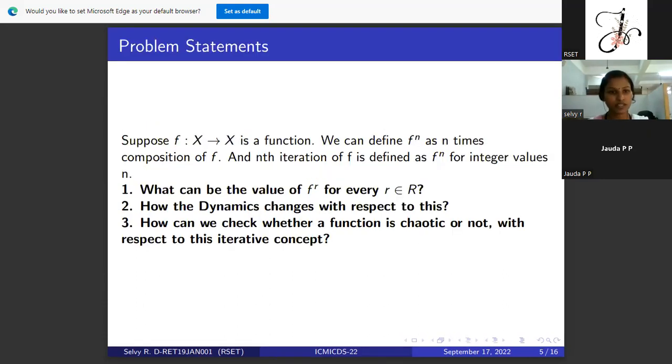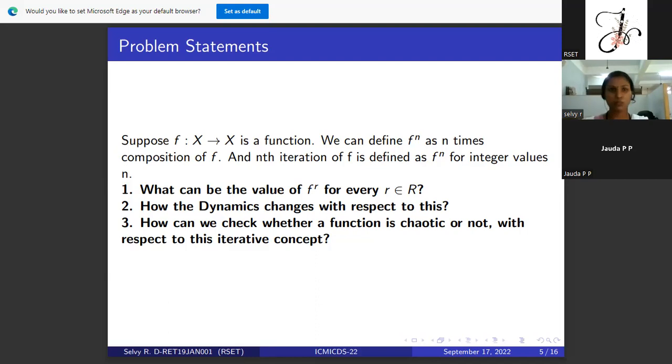So problem statements. My problems are, suppose f from X to X is a function. We can define f^n as the n-time composition of f, and the nth iteration of f is defined as f power n for integer values of n. So what can be the value of f power r for every r element of R? That is, what will be the rth iteration of a function f for every r element of capital R? And how do the dynamics change with respect to this? And how can we check whether a function is chaotic or not with respect to this iterative concept?